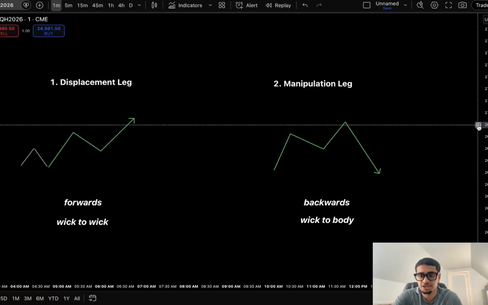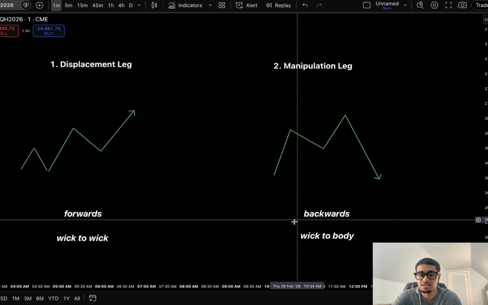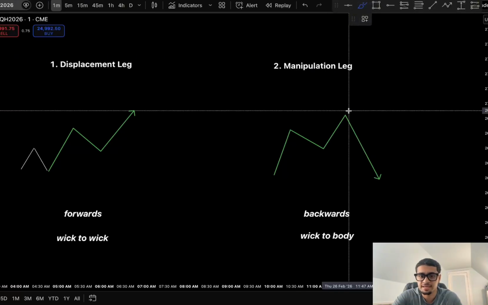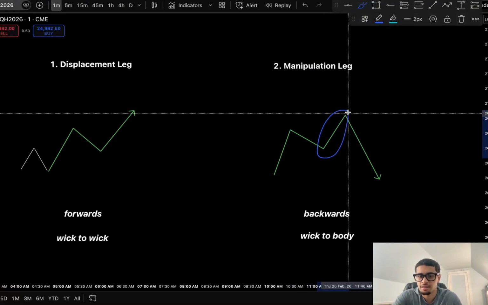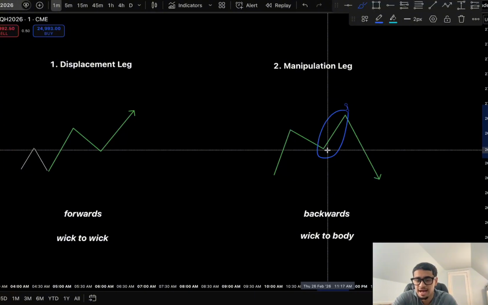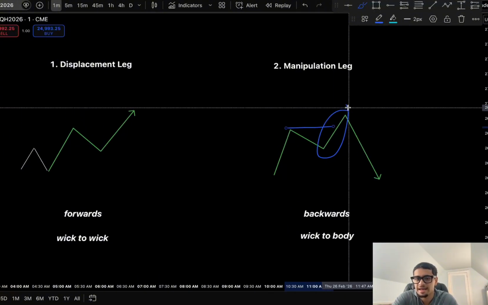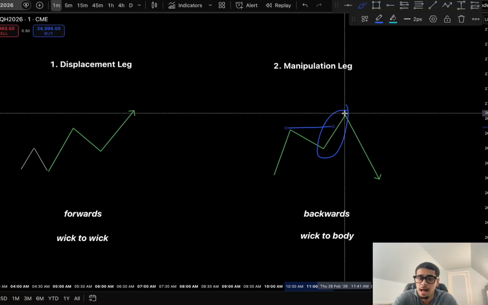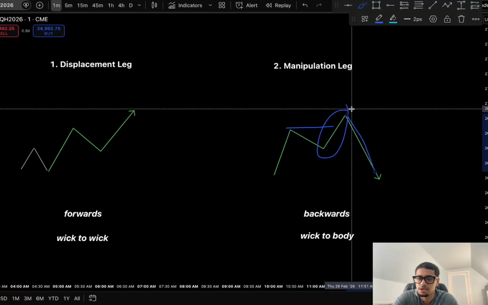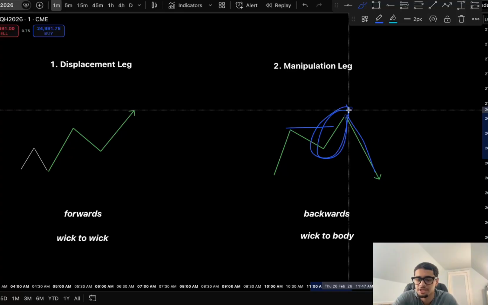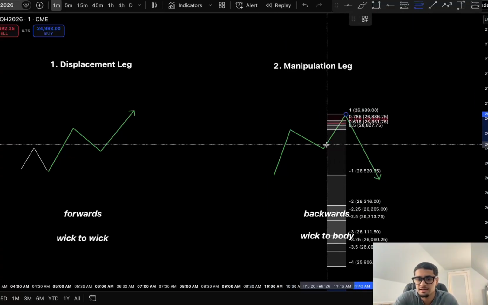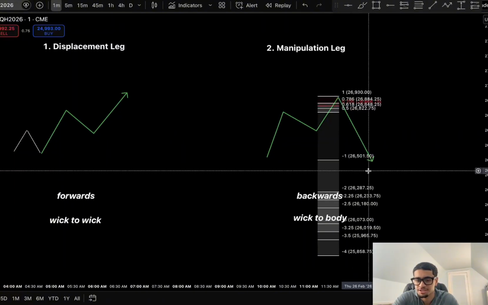And for the manipulation leg, it's backwards. It's wick to body. And what is a manipulation? A manipulation is basically this part. What's basically happening here is that we're taking out this liquidity and it causes people to think, oh, we're about to go higher, we're about to go higher. And then you basically sweep that liquidity, you create a manipulation leg, and this manipulation leg gives us targets. And the way you would draw it is wick to body. It also gives you your projections, as you can see.